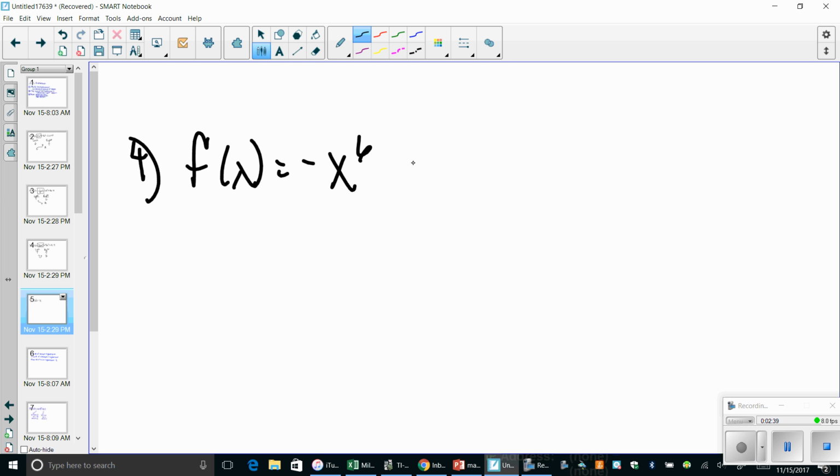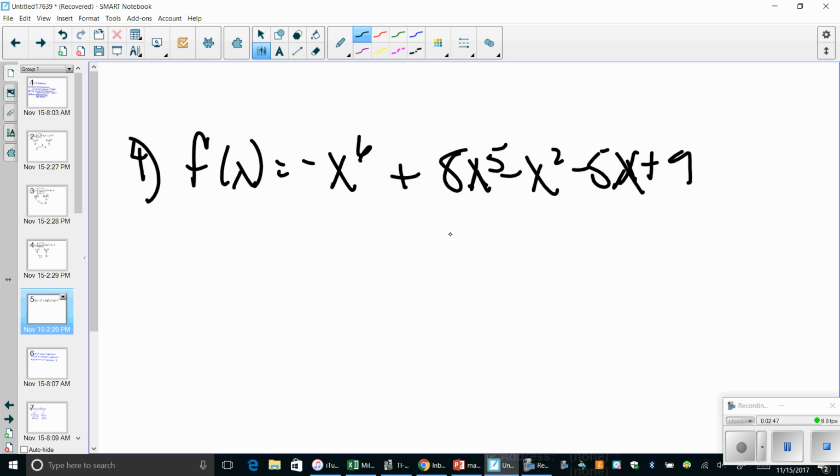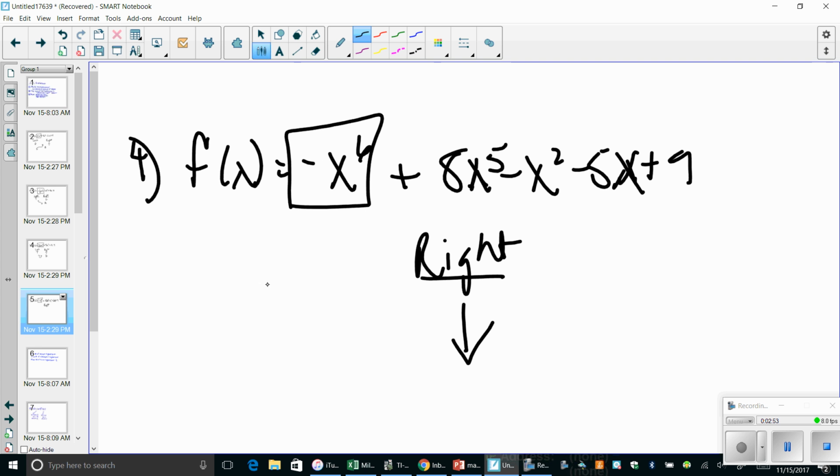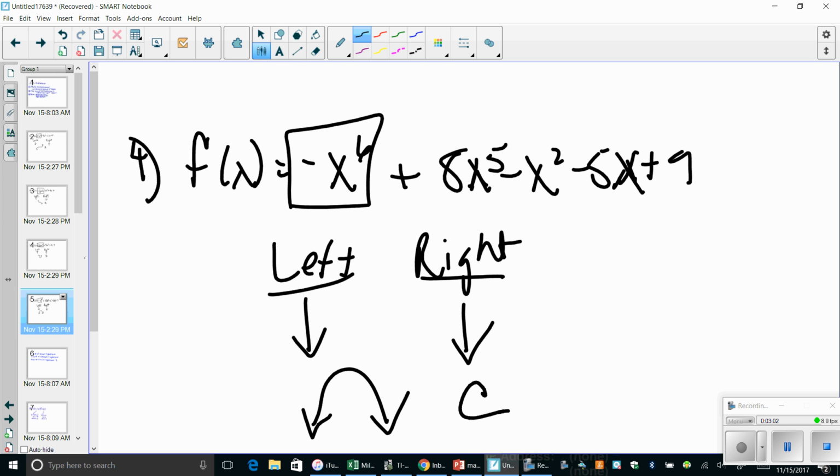And number 4, last one like this, you get f of x equals, again it is in descending power, negative x to the 6th plus 8x to the 5th minus x squared minus 5x plus 9. The leading term, this is what we're looking at on the right. Since that's a negative, it'd be going down. And for the left, since that power is even, it's going to be the same thing. So this is going to be down on both sides, which would make the answer C.